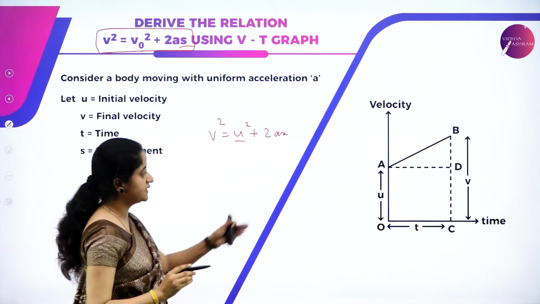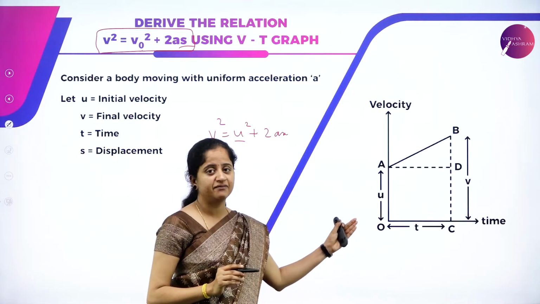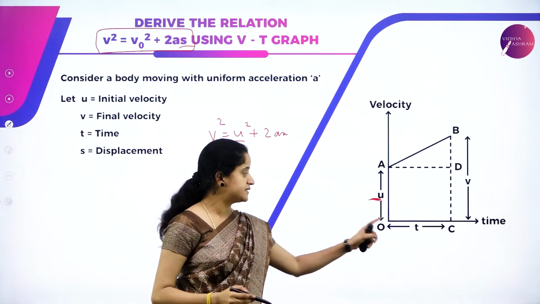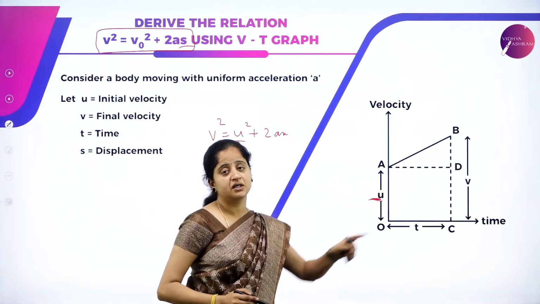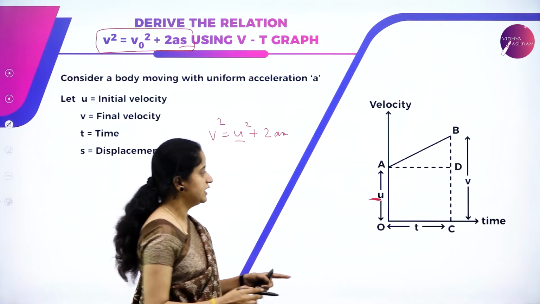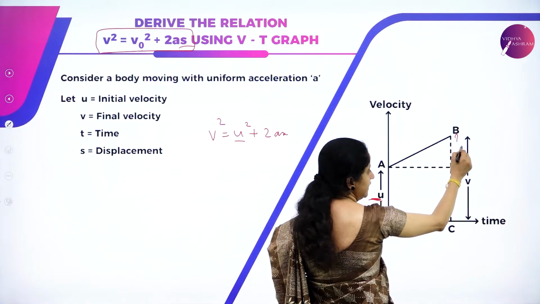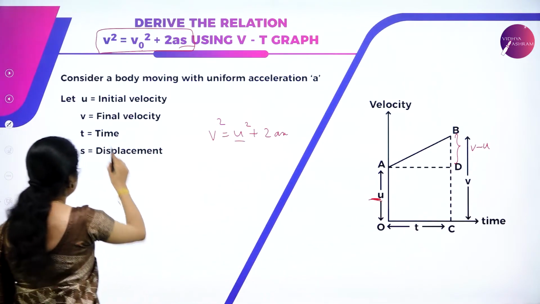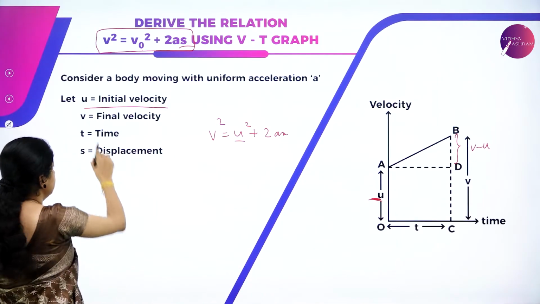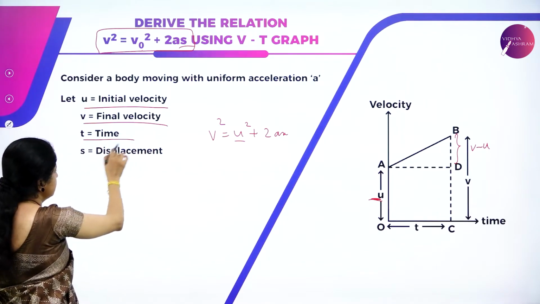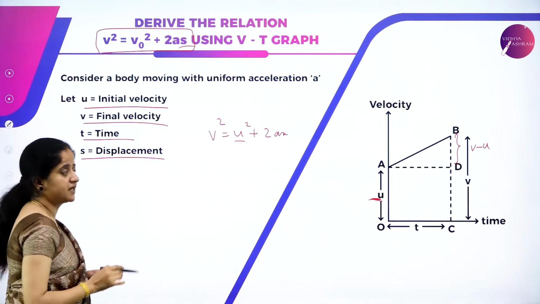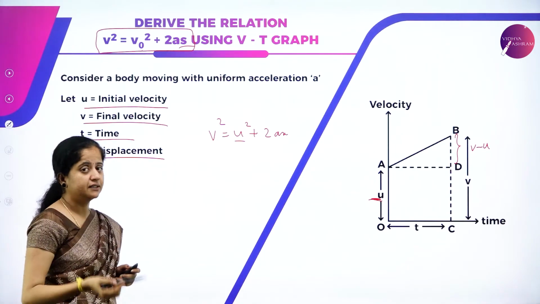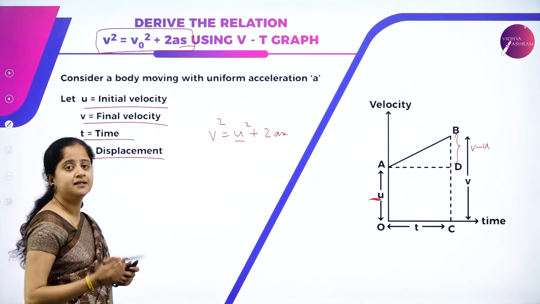So let us now consider the same graph where the body is having uniform acceleration. It is moving with an initial velocity u in time t, and it is having a final velocity of v. So if v is the final velocity, then the change in velocity is given by v minus u. So let us define everything. U is the initial velocity, v is the final velocity, t is time, and s is displacement. Now we are going to derive the relation between the kinematic variables, that is velocity, acceleration and displacement.